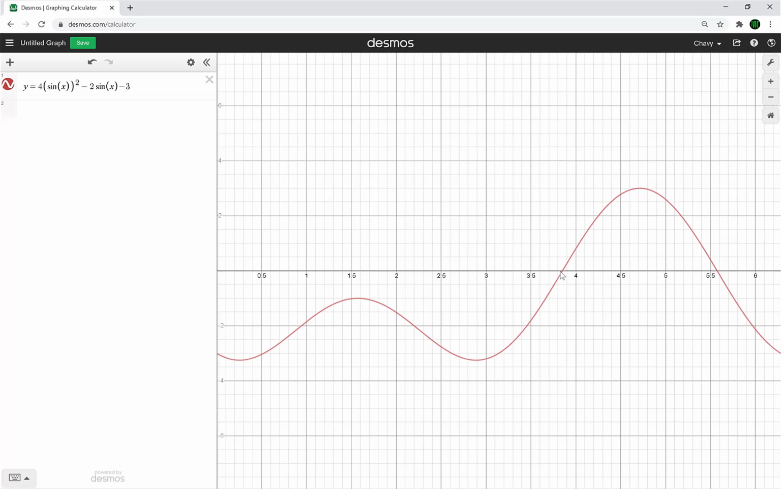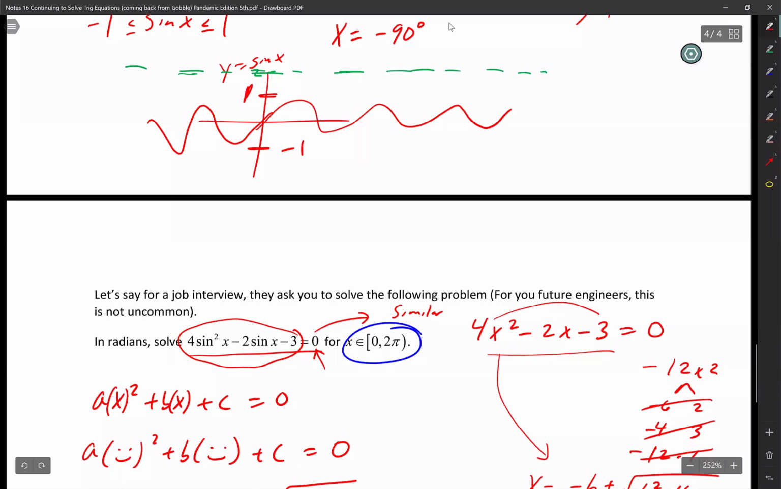Here are my 2 answers. Let's see if they're correct. Click here. Did I get 3.851 as one? And then click on the other one: 5.574. There you go, guys. Awesome. All right, guys. Let's all come back.